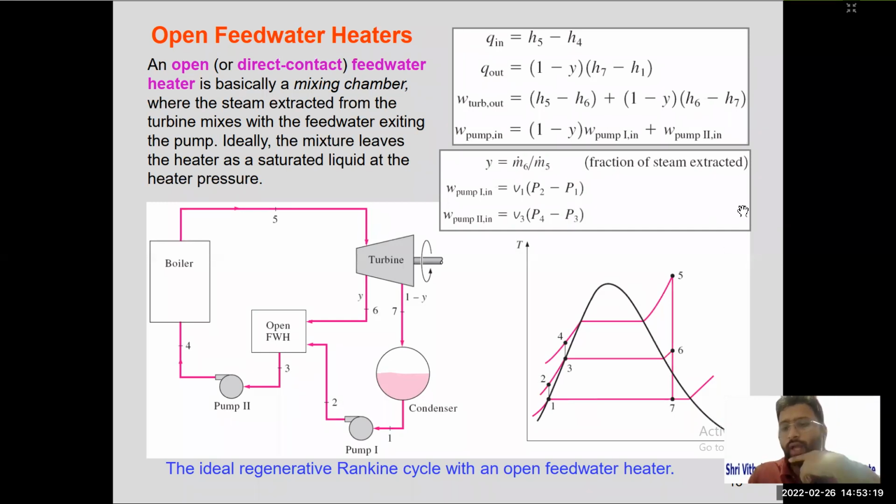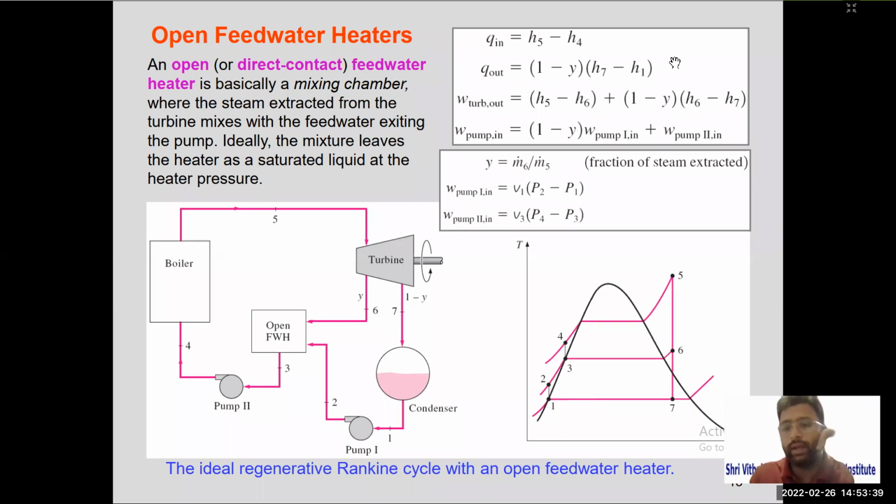Now in this case, how to calculate the efficiency? Again, the efficiency formula is W net divided by Q in. Q in here will be H5 minus H4, the enthalpy of outlet steam minus the enthalpy of water incoming to the boiler. So this is very simple. Q in is simple. What about net work done?